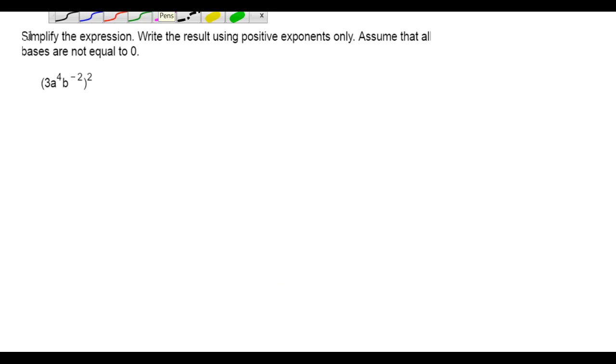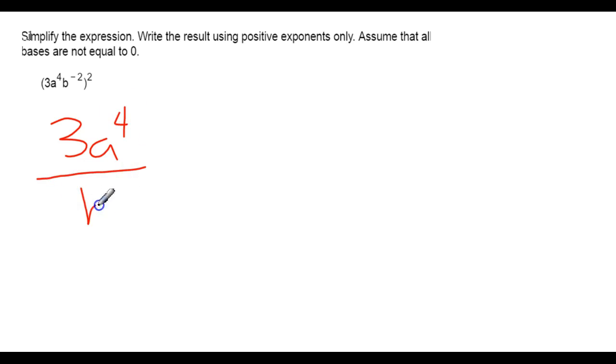So on this problem, I've got 3a to the 4th b to the negative 2. I could write that as 3a to the 4th, and then the b to the negative 2. If I put it down on the bottom, it's now positive. Now everything's being raised to the second power.